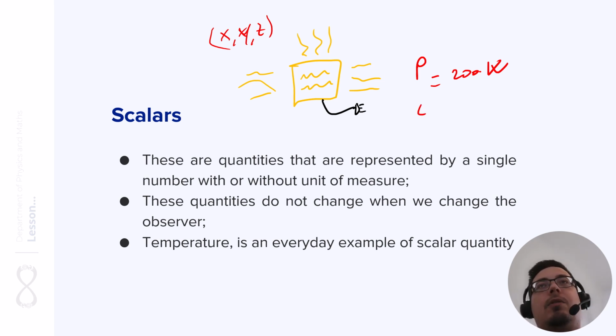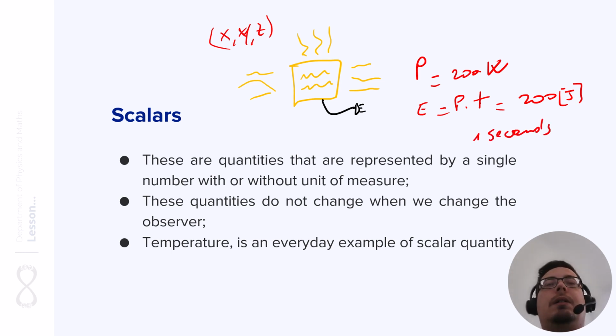And the same goes for the energy, which is power times time, which is 200 joules for 1 second. Those are scalar quantities, but there are also other scalar quantities that we will see later on that are important.